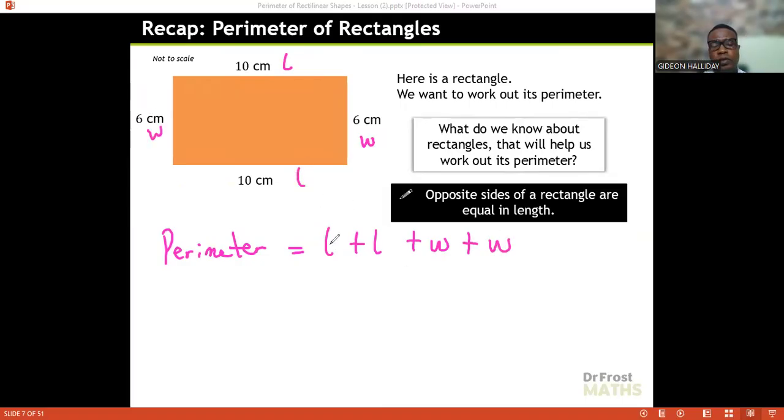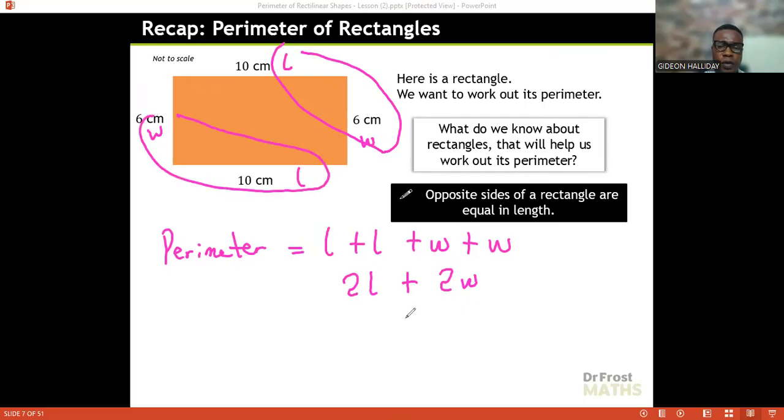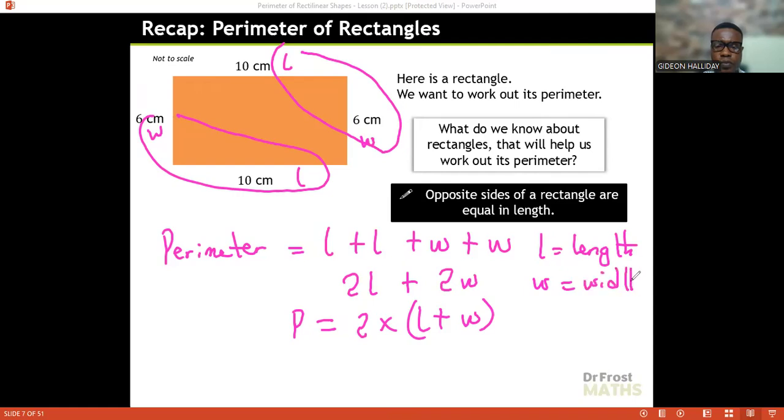This is W. Now, since we have two L's, right? Two L plus two W's, right? So we could just add this and this. That's L plus W two times, right? So we could say perimeter equals 2 times L plus W, where L is the length and W is the width. Some call it breadth, but fine.